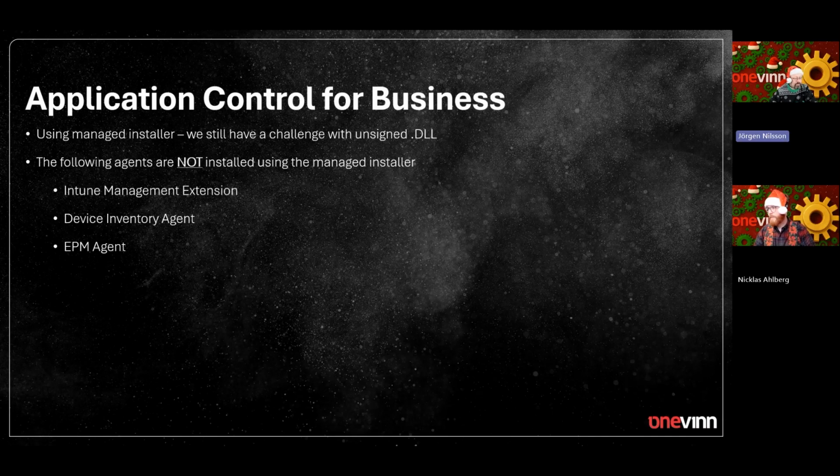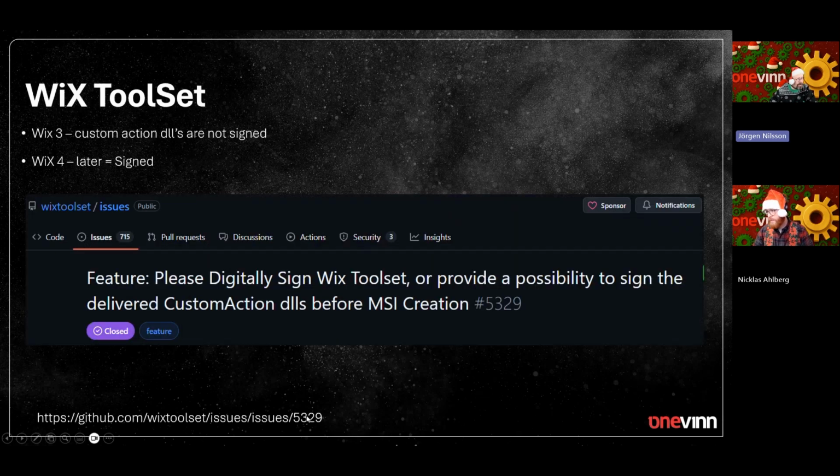But if we look at those files, they are signed. So what's the problem then? Well, the problem is this. They are using the WiX toolset version 3. That's been around for like 8 years or something. And there's a lot of instructions on how to sign your MSI, sign your files and everything. But the DLLs for custom actions are not signed.